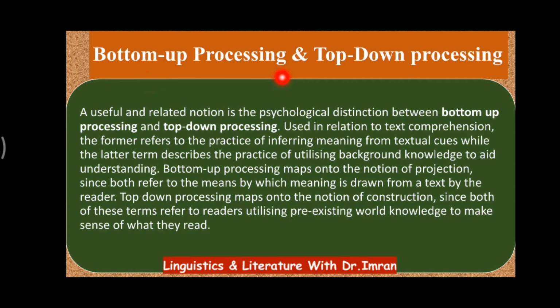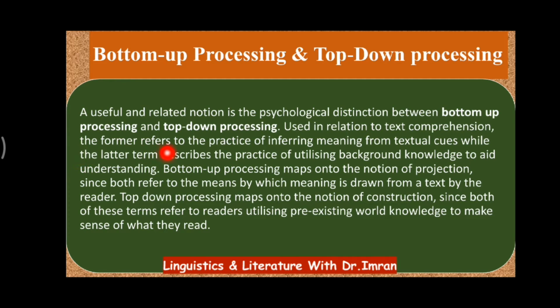Bottom up processing and top down processing. So we have two kinds of mind processing. One is called bottom up, one is called top down. Let's discuss them. A useful and related notion is the psychological distinction between bottom up processing and top down processing. Remember, bottom up processing and top down processing resemble text projection and text construction. They are used in relation to text comprehension. So when we comprehend a text, these two kinds of processing are used.